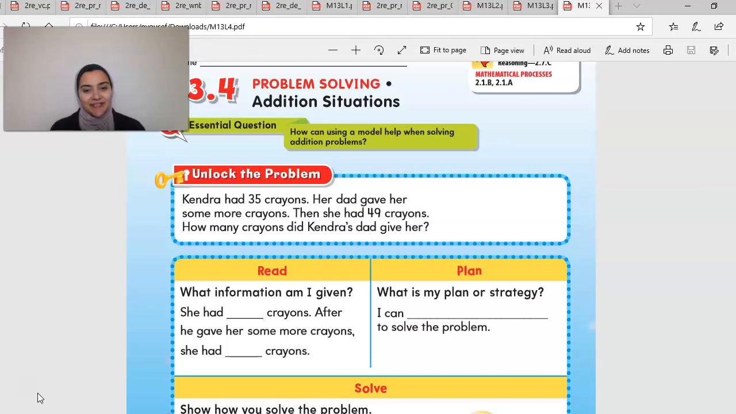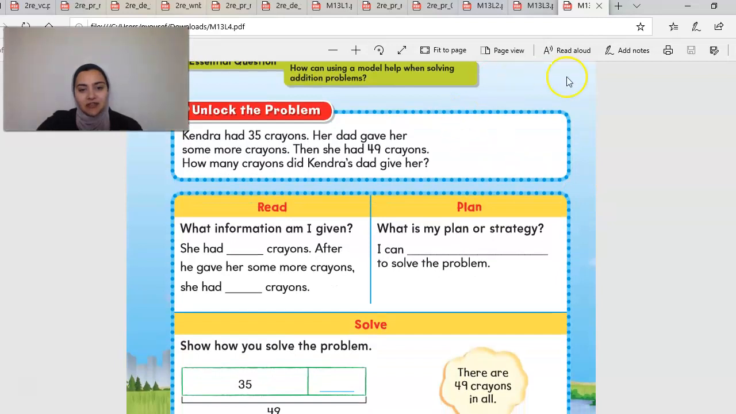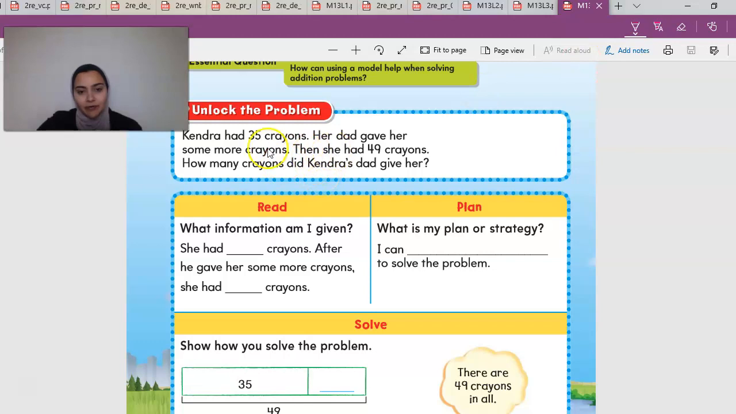13.4, problem solving addition situations. So how can using a model help when solving addition problems? Let's see. Here's our problem, and this is what they mean by model. They mean breaking it apart, breaking the information apart. So Kendra has 35 crowns. Her dad gave her some more. We don't know how many more.